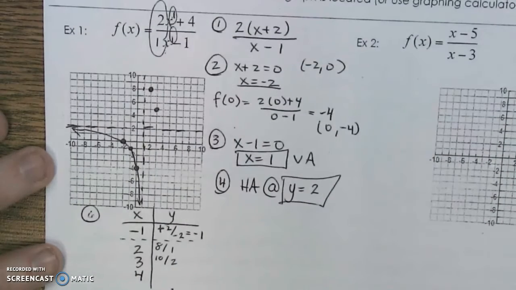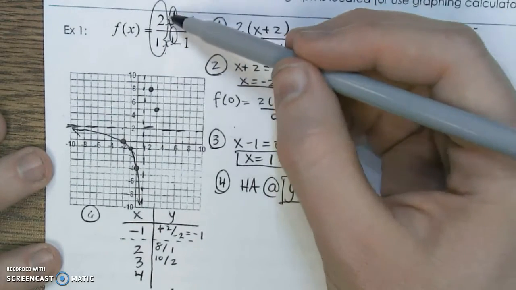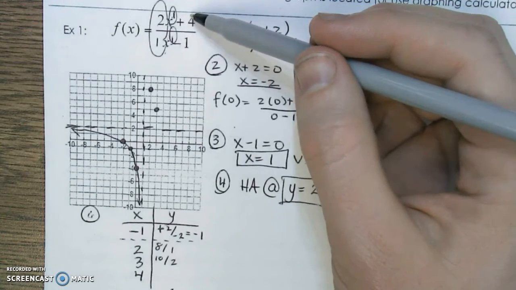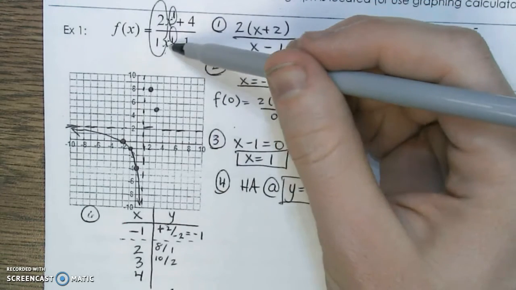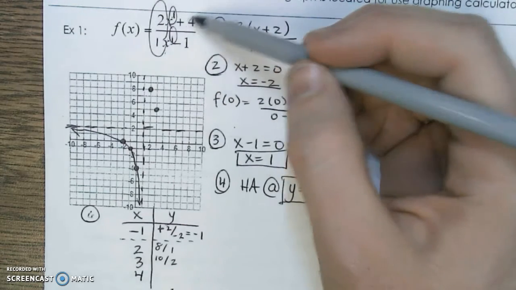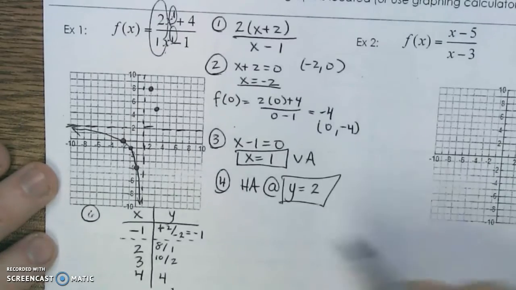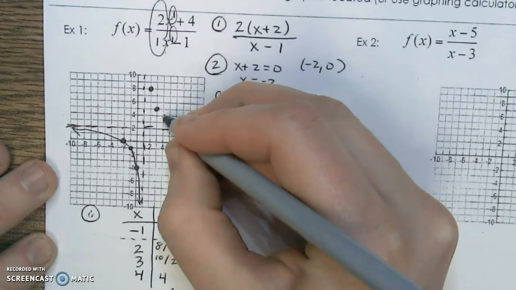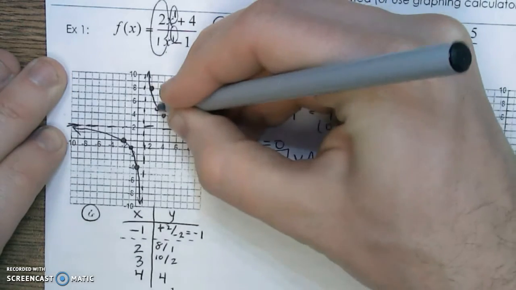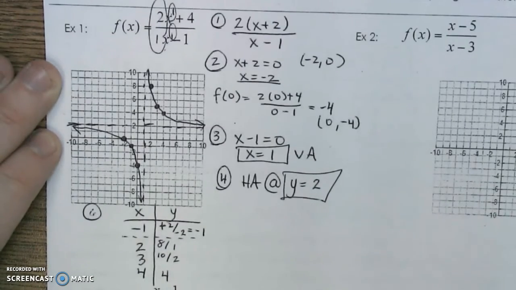Put that on the graph. And then plugging in 4: 4 times 2 is 8. 8 plus 4 is 12. And then plug in 4 on the bottom, we get 3. And so we're going to get 12 divided by 3, which is 4. So I'm having 4 is 4. And again, with 3 points, we can kind of see how it's curving. And that'd be a graph of the rational function.